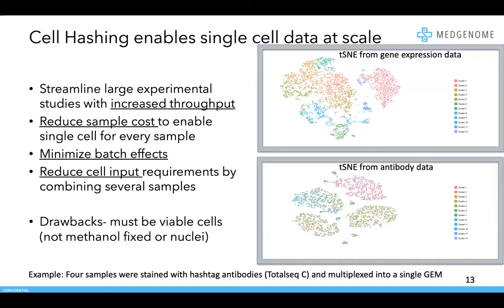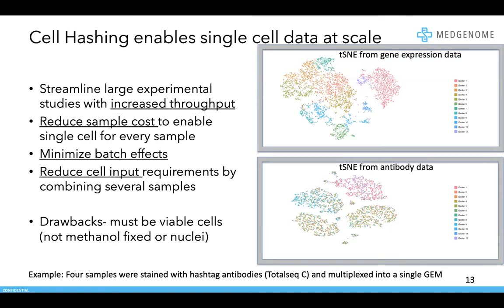By combining your samples together and running them through the same chip and making the same gem, you're also minimizing batch effects. So you can see this in two different ways. You can imagine some clients will be interested in this just for the cost saving. I want to process 10 samples and pay for one gem.